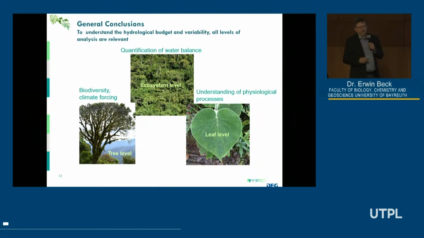On the one hand, this is relevant for the biodiversity of the ecosystem. If we simulate how climate change might influence the water balance, it is very relevant to know at what degree of change individual tree species drop out of the system and how the balance of isohydric and unisohydric species changes. Finally, to understand the physiological processes that are directly driven by the environmental parameters, it's important to look at the very small spatial scale.